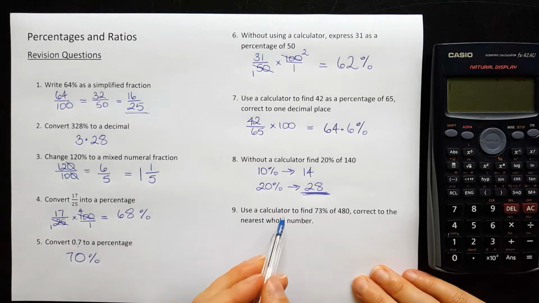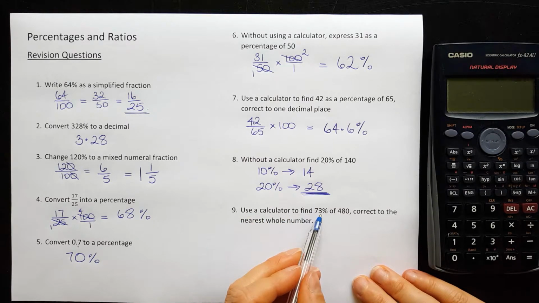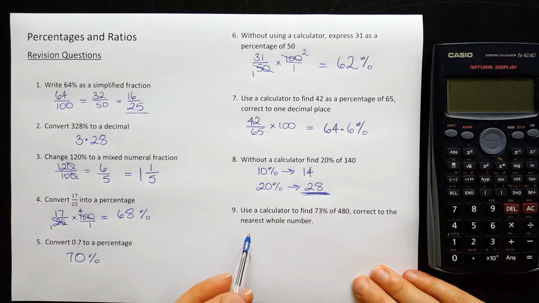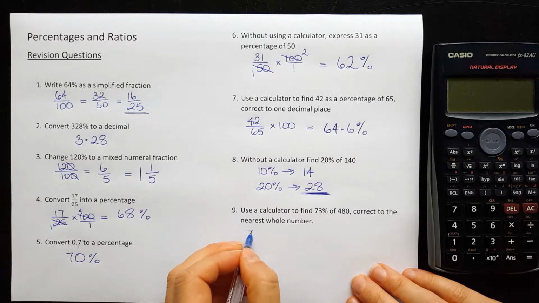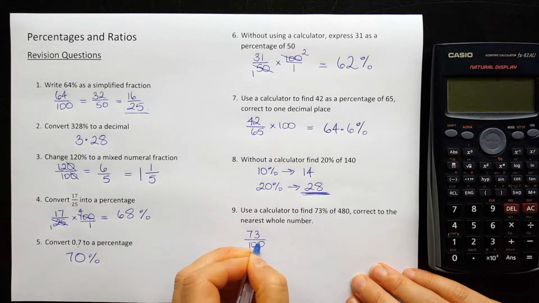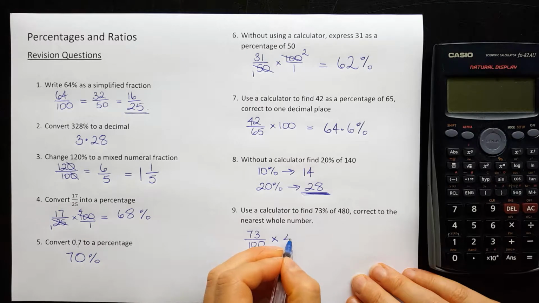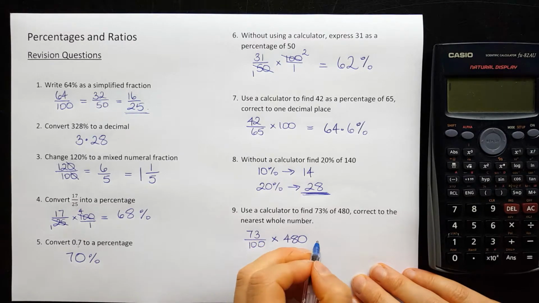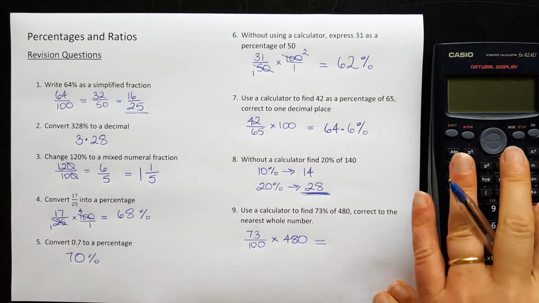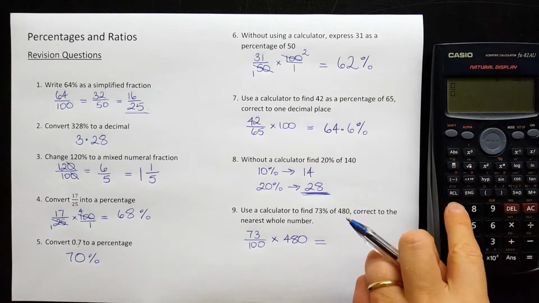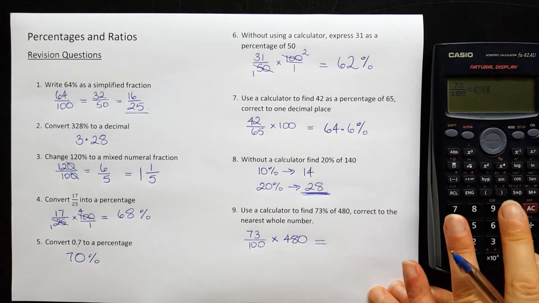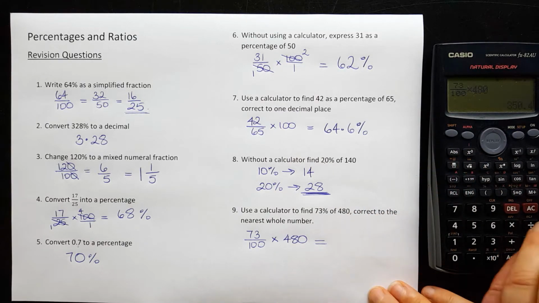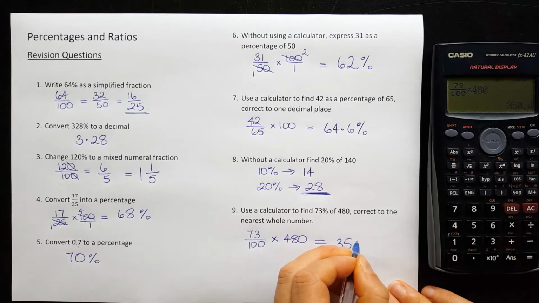Question 9, use a calculator to find 73% of 480, correct to the nearest whole number. So 73%, we can write as 73 over 100. Of means times by 480. Okay, so we're going to use the calculator to do this, and we want to round it to the nearest whole number. 73 over 100 times by 480. The nearest whole number, because it's a 0.4, we would round that down to be 350.